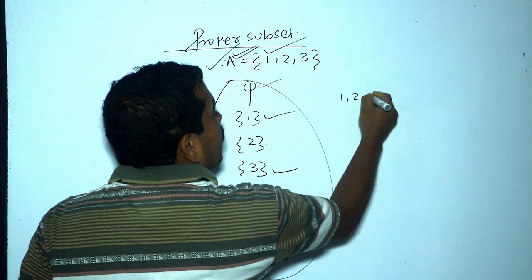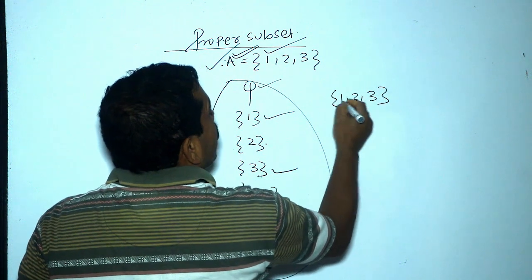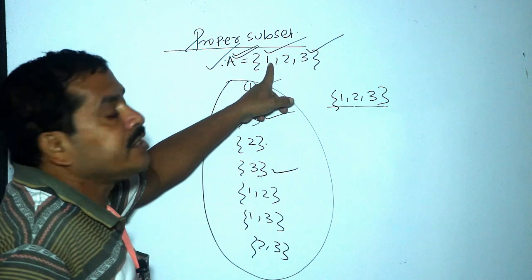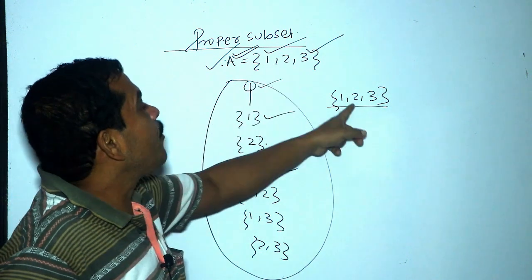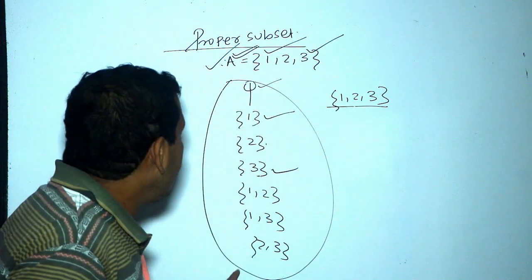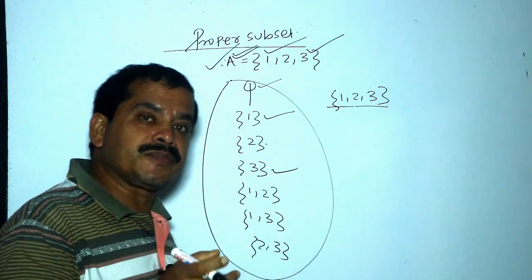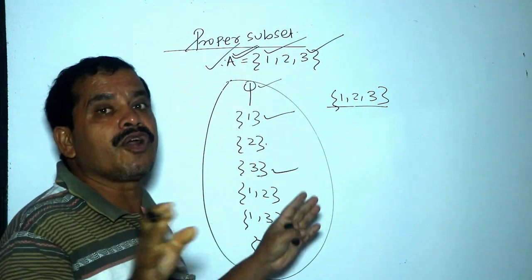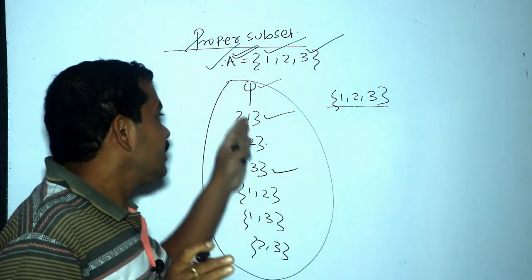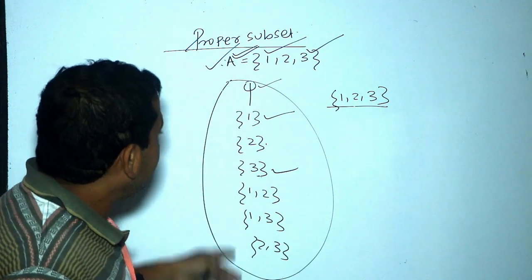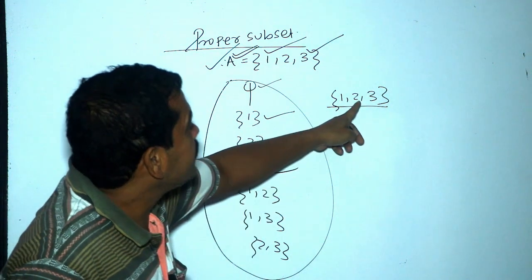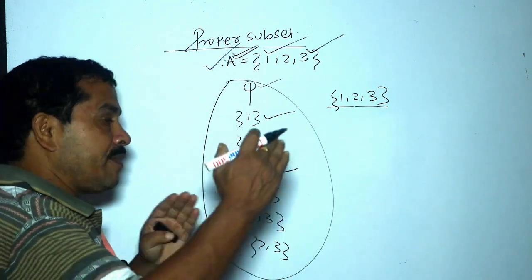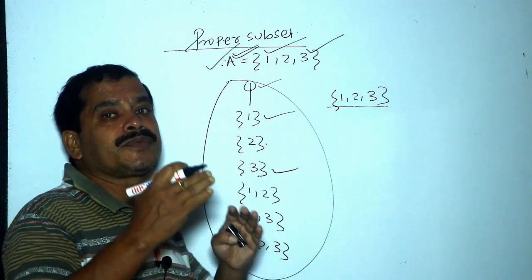But {1, 2, 3} is not a proper subset of set A, because this set is equal to this set. So it is not a proper subset. But these are all proper subsets. A subset which is equal to itself is not a proper subset. These seven are all proper subsets, but this set is only a subset of set A. That is the basic difference between proper subset and subset.